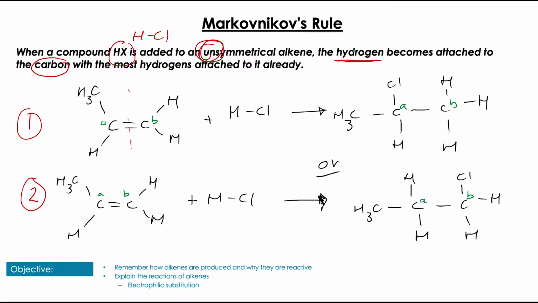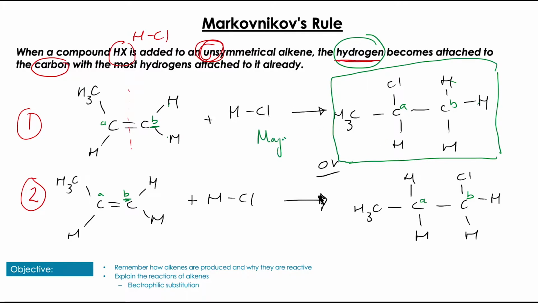So in our products, if we label them A or B, the hydrogen that we're adding from the HCl should have gone to carbon B because that already had the most hydrogens. So indeed, it looks like this top one is the major product. That will be produced the most because it will follow Markovnikov's rule. Now, I'm going to go through why this will work.